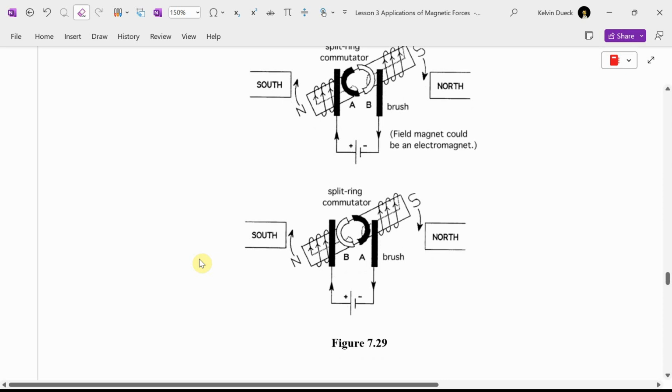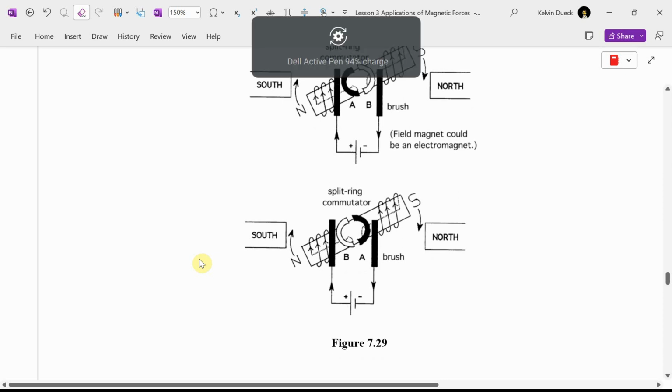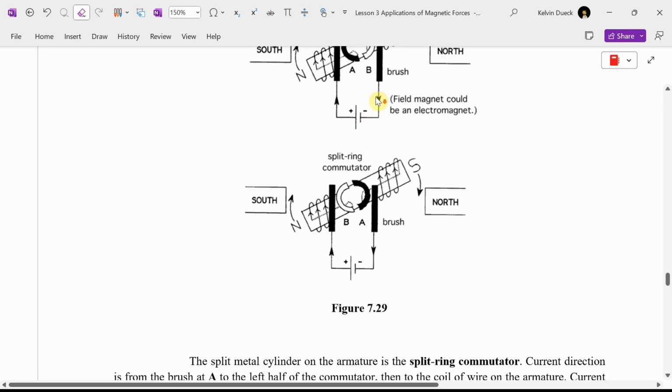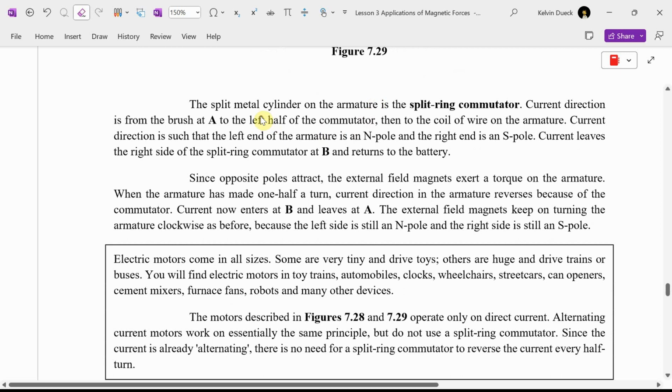So here's another picture. Often what we do is we use a solenoid inside the motor. We use that as well to turn. So the split metal cylinder on the armature is called a split ring commutator. Current direction is from the brush at A to the left half of the commutator, then to the coil of the wire on the armature. The armature is the thing that spins. We call that the armature, the loop of wire.